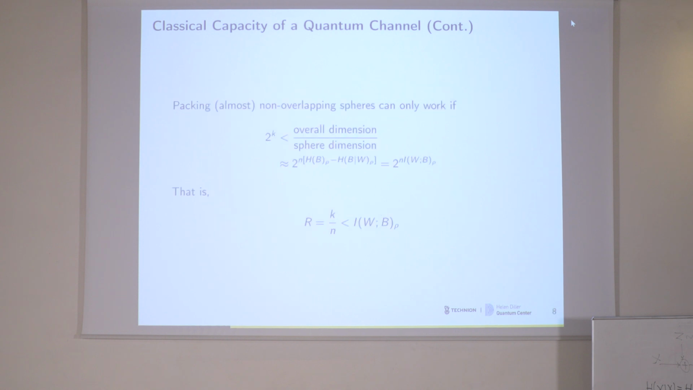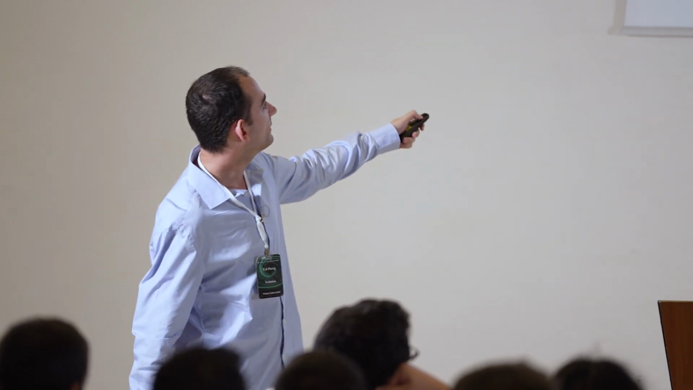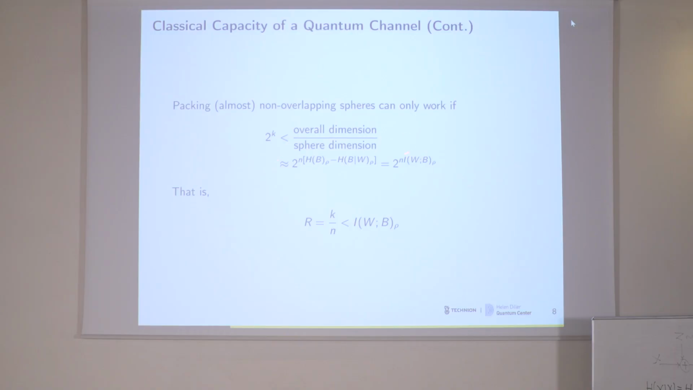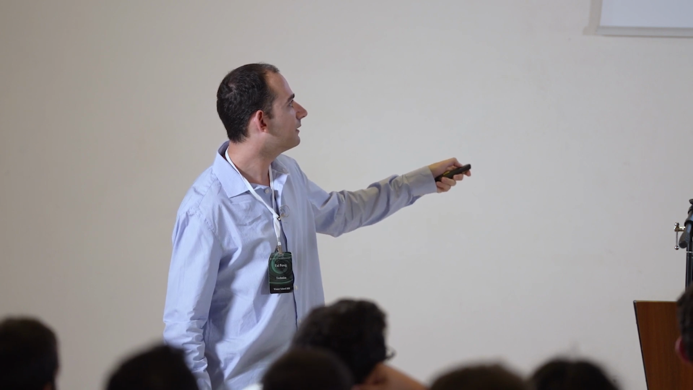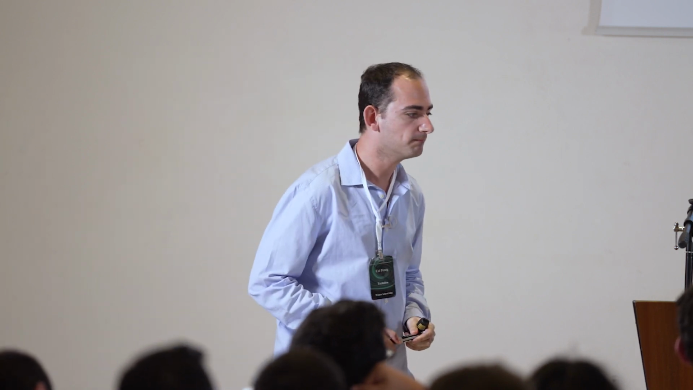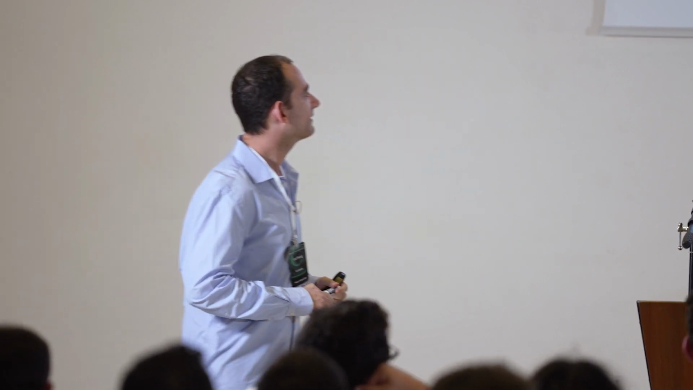So now, similar to what we've seen before, the number of spheres, 2 to the power of k, I remind you that for every message we have a different sphere. The message consists of k bits, therefore the number of messages is 2 to the power of k. And now it is bounded by the overall dimension divided by the sphere dimension, which turns out to be 2 to the power of n times the mutual information. Therefore, the coding rate has to be lower than this mutual information. This is the rough idea. I know I'm not really showing you how the proof works, because it's a bit involved.